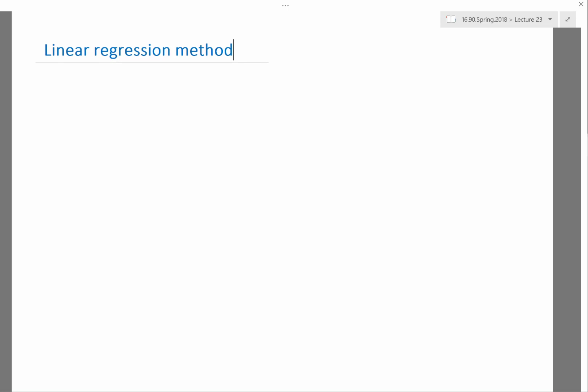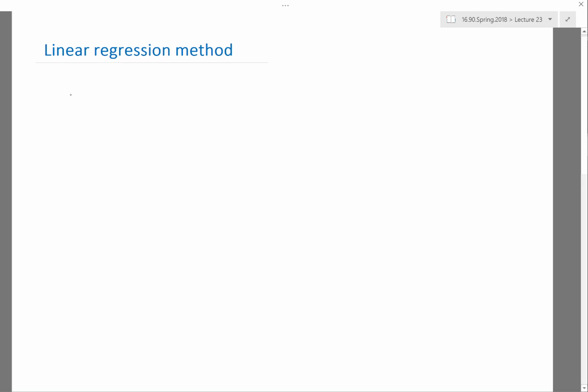So let me just present linear regression in a very general sense. And that general sense is actually going to be very much generalizable to almost all statistical learning methods. That is, posing this statistical learning problem as an optimization problem.